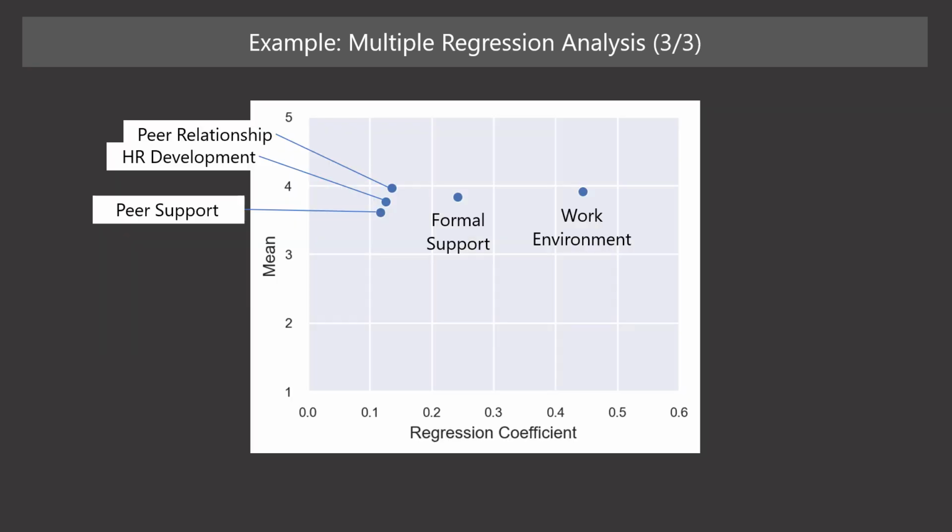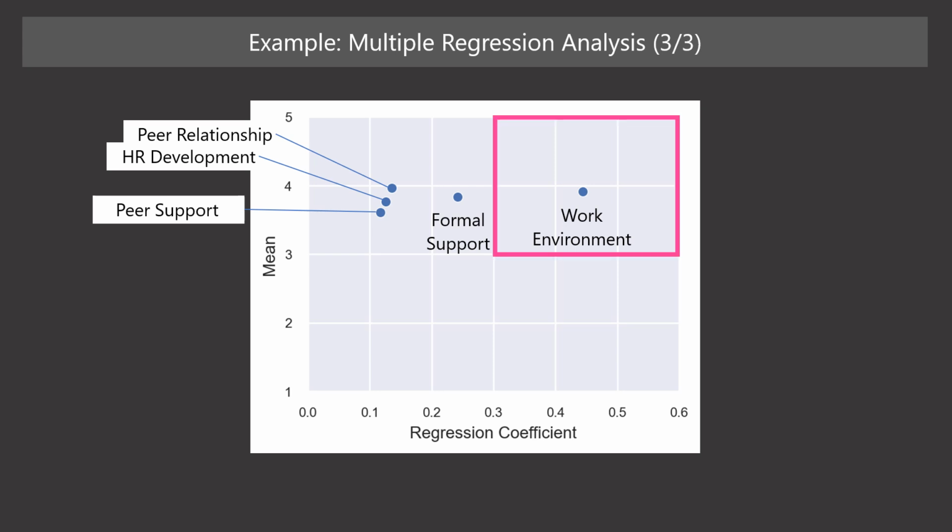Using the result of a multiple regression analysis, we can create a scatter plot like this. The dot represents each independent variable that has a significant effect on the dependent variable. The horizontal axis represents the regression coefficient that each independent variable has in the regression model. The vertical axis represents the mean value of each independent variable.